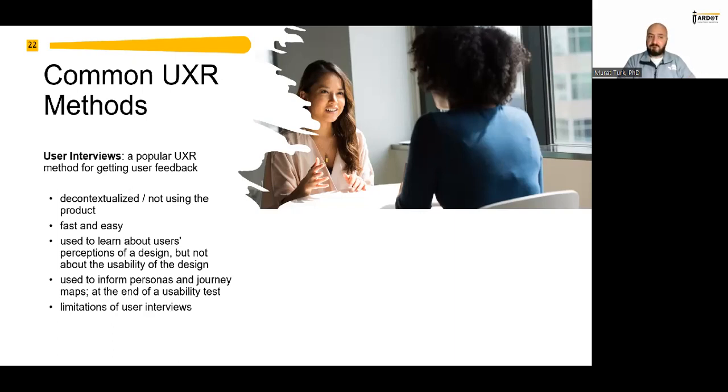Fast and easy. You can use interviews when you want to learn about users' perceptions of a design, but of course not about the usability of the design, because they are not using the product at all, right? And we can use interviews to learn some information about the basic characteristics of your users or target users, and then you can create some UX research deliverables like personas, like kind of character analysis of your user. You can create some journey maps.